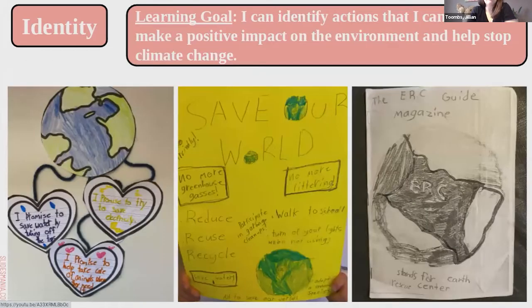And then finally, for the identity portion of Goldie's framework, we focused on the actions that we could take as individuals to make a positive impact on the environment. And these are 3 student projects. One is a more arty project where somebody was making promises to the earth. A lot of my students did posters. We did a poster campaign, some digital, some hard copy, hanging our posters up around the school to give the school community some awareness of these issues.